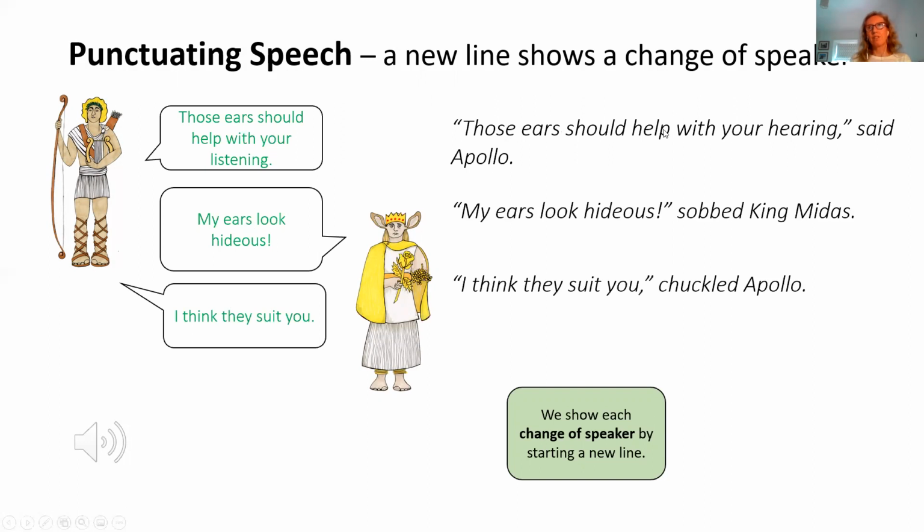So you can see in the first sentence that Apollo is speaking, in the second sentence, King Midas, and in the third sentence, it's Apollo again. So each one is on a new line. And this makes it clearer.